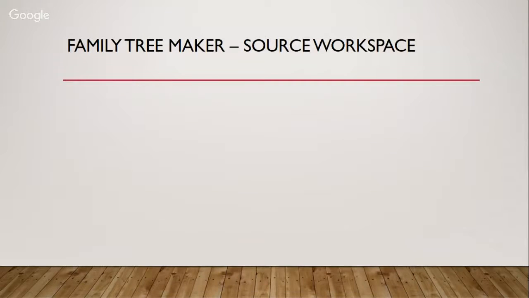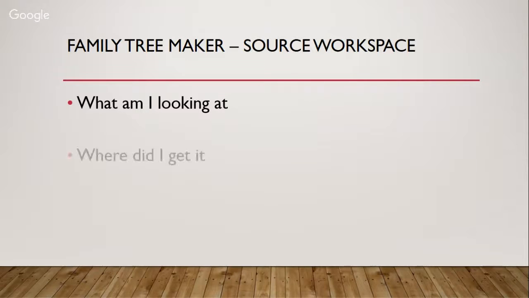So I'm going to Family Tree Maker, in the Sources workspace, and here's what I know. I know what I'm looking at. I'm looking at a digital image of a book, and I know where I got it from. I got it from Ancestry.com. That also says that they got it from someplace else, but where did I get it? I'm looking at a digital image, and I got it from Ancestry.com.